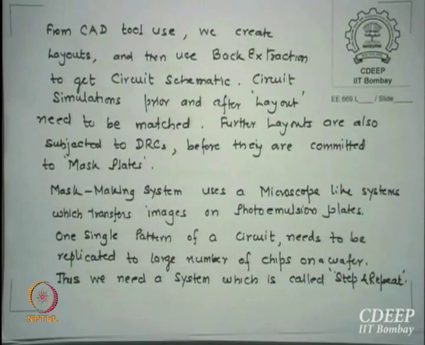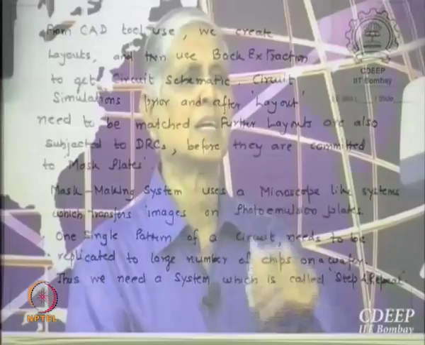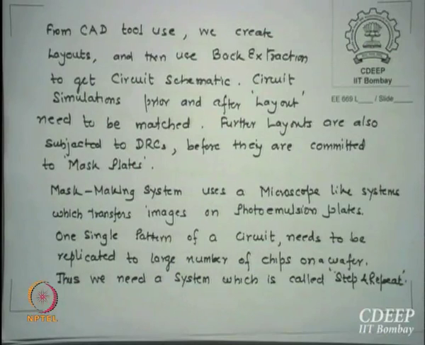A mask making system uses a microscope-like system which transfers images onto photo emulsion plates. Sometimes these plates could be metal plates also, we will see them. These are called hard masks. One single pattern of the circuit needs to be replicated to a large number of chips on the wafer. Thus we need a system which is called step and repeat. We expose here, for the next chip, this, for the next chip, this. This is called step and repeat. The mask itself is created by a process of step down from 5x to 1x, and keep repeating on the number of chips you want to make, as many mask patterns you must create.